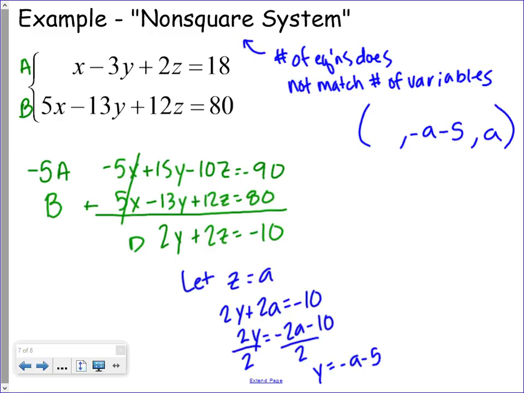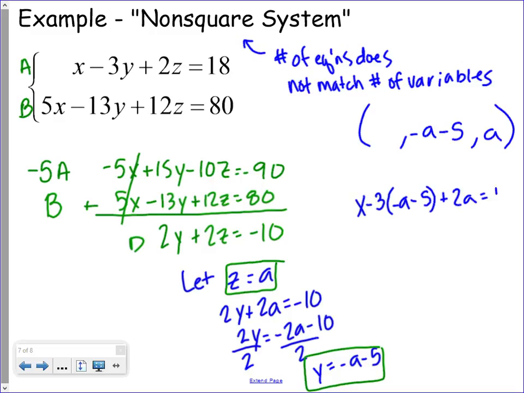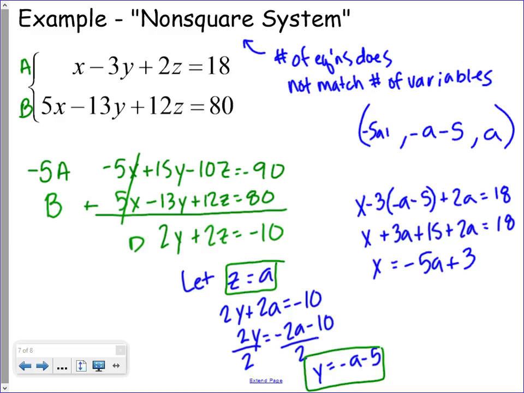Plug it back in to solve for x. You'll plug in a for z, you'll plug in negative a minus 5 for y. So right now we can't really pin down what that is, but we know it's those expressions. So x minus 3 times negative a minus 5 plus 2 times a equals 18. I'm plugging back into equation A right there. That's x plus 3a plus 15 plus 2a equals 18. And so that would be x equals, this will be 5a, but I'll have to subtract it to the other side. So negative 5a, and then subtract 15 will be plus 3. So I get negative 5a plus 3.